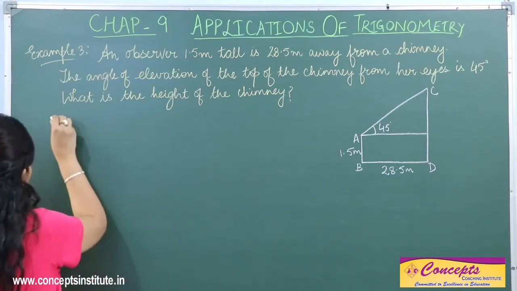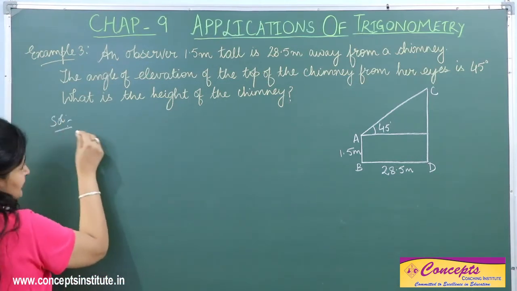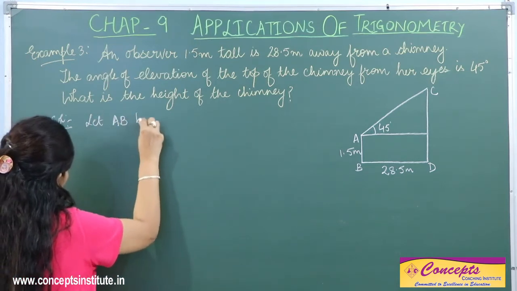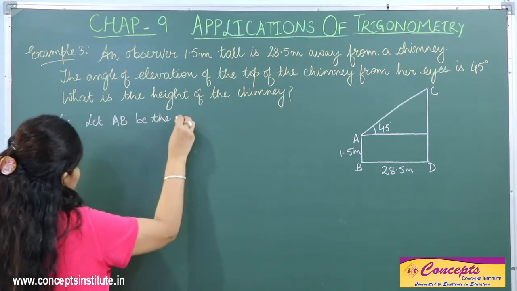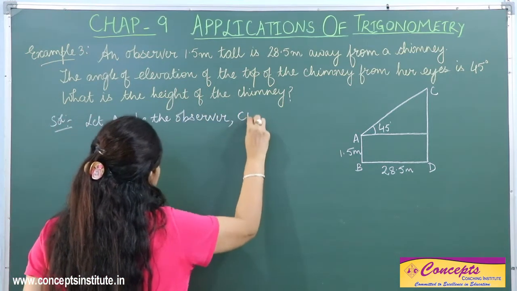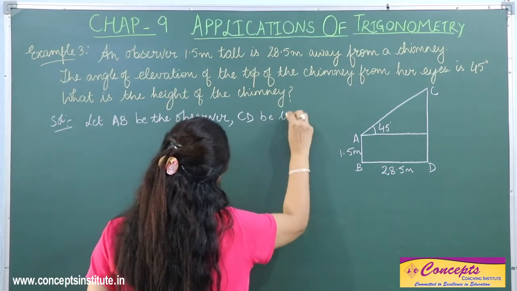Now in the solution, I am going to write, let AB be the observer, and CD be the chimney.